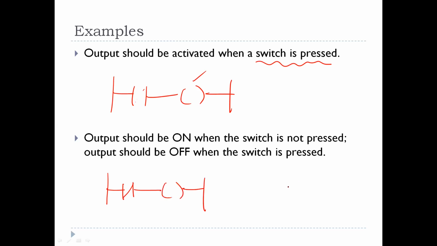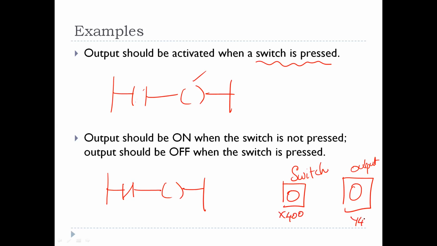Here, usually there will be a switch and the output externally. This is the output and this is the switch used in the external circuit. This switch will have an address. For example, say this has X400, this is Y430. This switch will be connected to this address and this output will be connected to this address. After writing the program, I'll assign the address here.